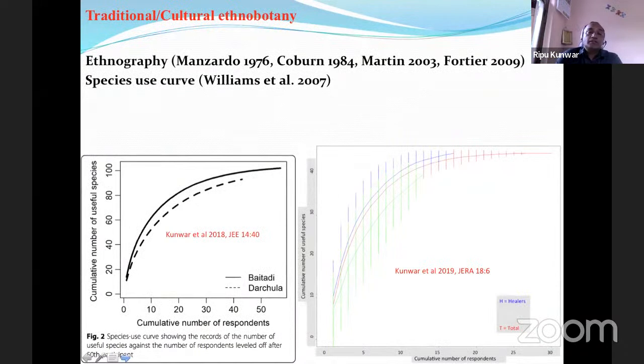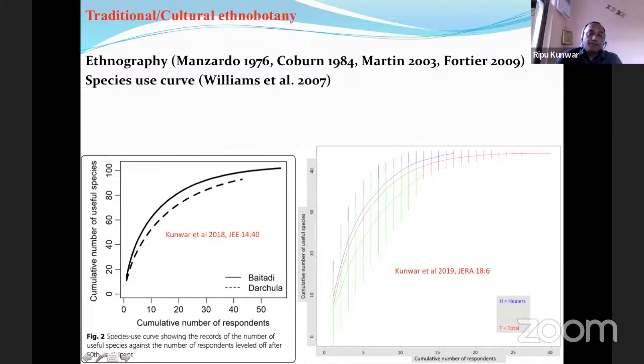Even in traditional cultural ethnobotany, we can do ethnography. We have dozens of examples. Dr. Manandhar did research on the Raji of Darchula in 1976. Coburn worked on the Gurung in 1984. Martin did an ethnographic study of the Jirel in Dolakha. And Dr. Janet Fortier worked on the Raute of Jadildura. So in cultural ethnobotany, we could work on ethnography or even species use curves. This is one thing we could do, and then present our data nicely.